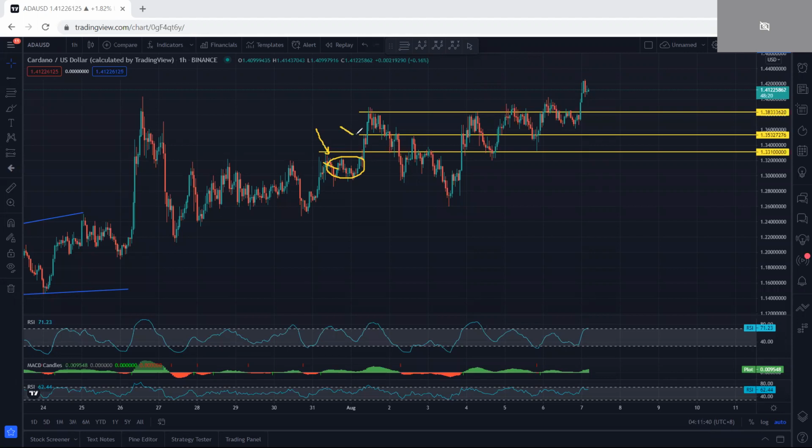Then I mentioned that this is the first target and this is the second target. As we can see, the price tagged the second target, then dropped. This is what we have been looking for, and this is what we get. After the price tagged the second target, we see the price drop, because I mentioned since the price was within this move, I'm looking for one more drop similar to what we have here, and exactly this is what we get.